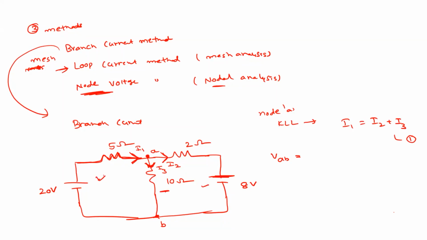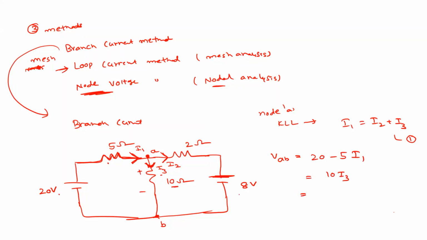If you consider this one, what is VAB? 20 minus 5 I1. This is VAB. And second, if you consider this 10 ohm resistor, what is VAB? It is 10 I3, since the current is I3. Agree? So that is 10 I3.